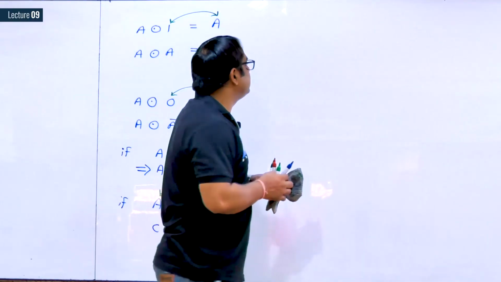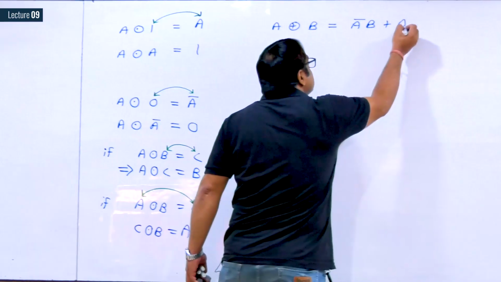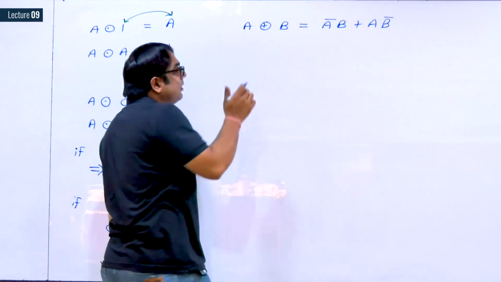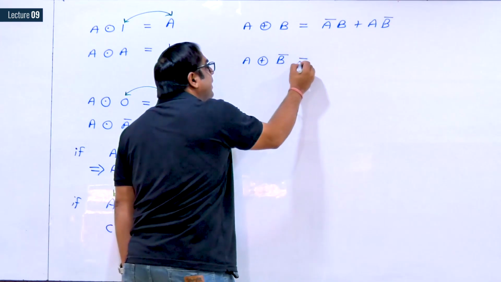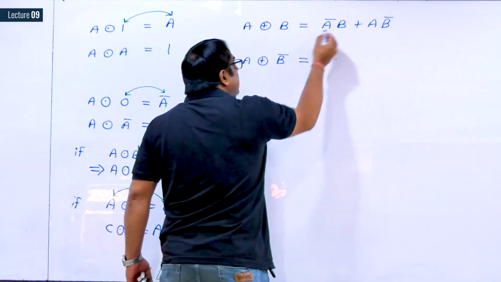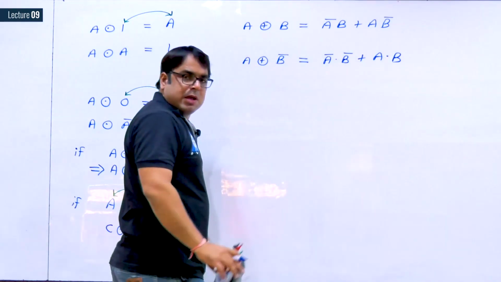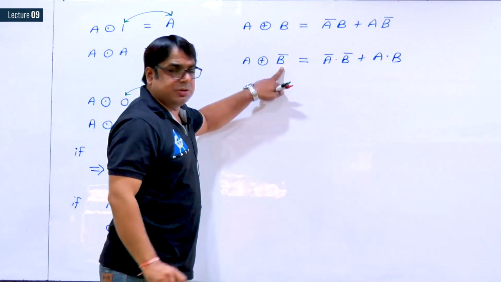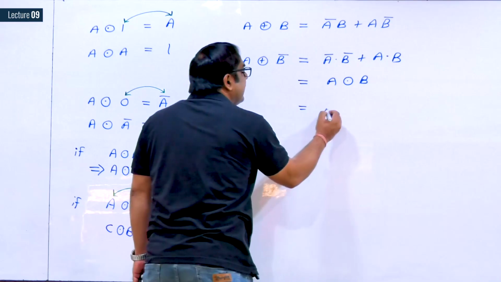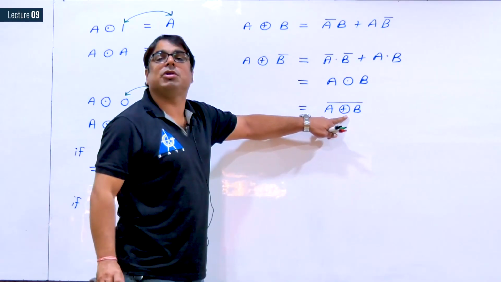Now let us see some more interesting results. What is the expression for A XOR B? Expression is A complement B plus AB complement. Now what if I replace B with B complement? That means I am complementing one of my inputs. It would become A complement, B is now B complement, A dot, already it is B complement, another complement, it will become B. So if I am complementing one of the inputs, it becomes XNOR. Also, I can write it is complement of XOR.